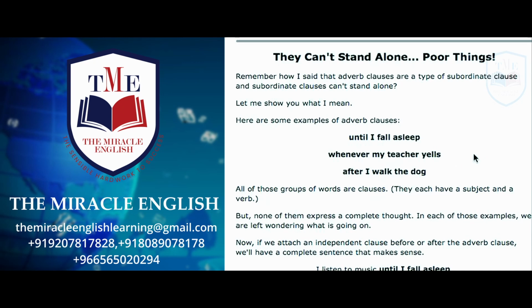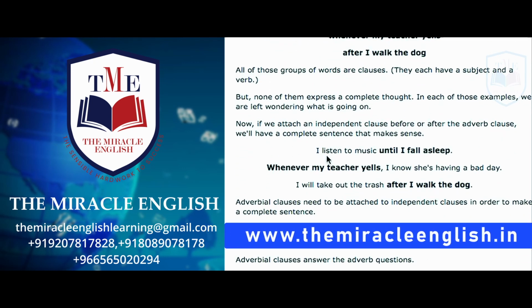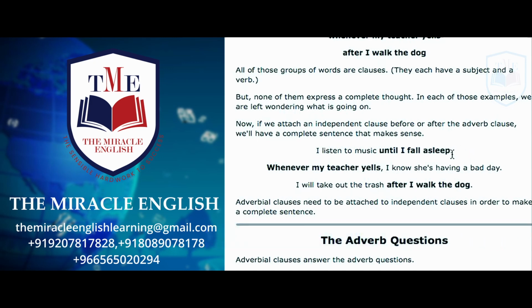Since they can't stand alone, dependent clauses rely on independent clauses. They need to be hooked up to an independent clause so that they express a complete thought or a complete idea. So look at these examples down here. I've added some words. I listen to music until I fall asleep. That now expresses a complete idea, a complete thought. Whenever my teacher yells, I know she's having a bad day. Poor teacher. I will take out the trash after I walk the dog.